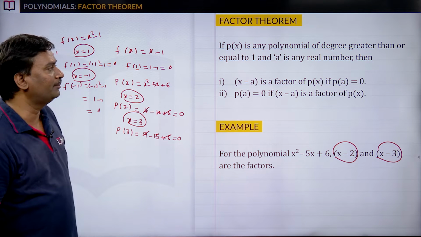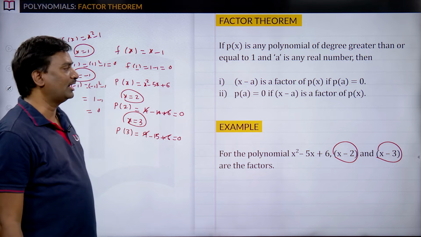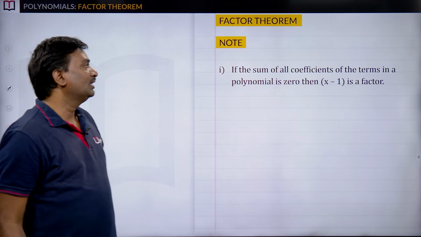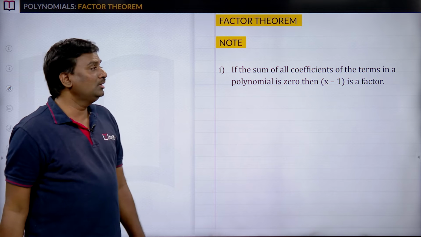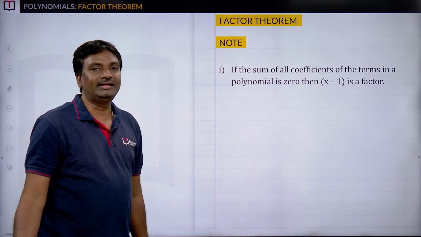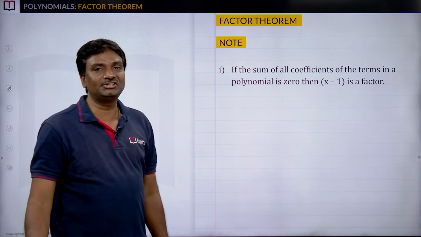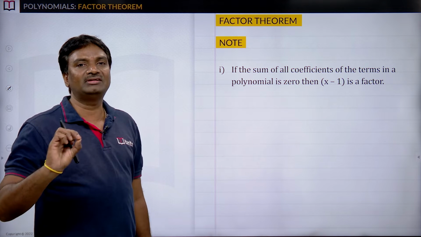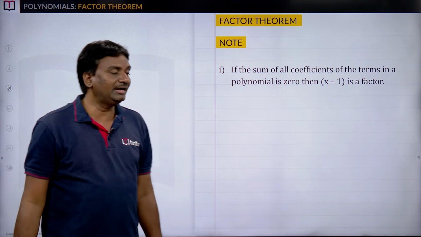Now, we can do some problems related to the factor theorem. Here we have one point. If the sum of all coefficients of the terms in a polynomial is 0, then x minus 1 is a factor. This is a shortcut. You can take the given polynomial, whatever the degree may be.